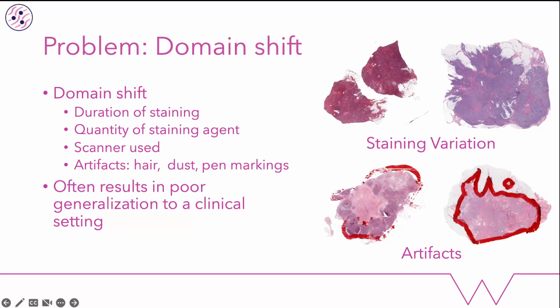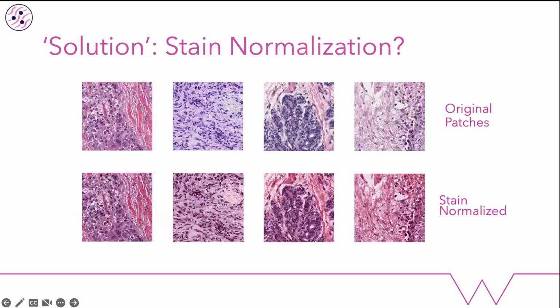One of the main problems of using these images is that they are highly susceptible to domain shift. Some examples of this include the duration of staining, how much staining agent is used, the scanner used, and potential of various artifacts such as dust, hairs, pen markings, and so on. This means that many computational pathology machine learning algorithms often adapt poorly to a clinical setting by seeing a significant drop in performance compared to the lab. As such, doctors may not be willing to use these models as they are unreliable.